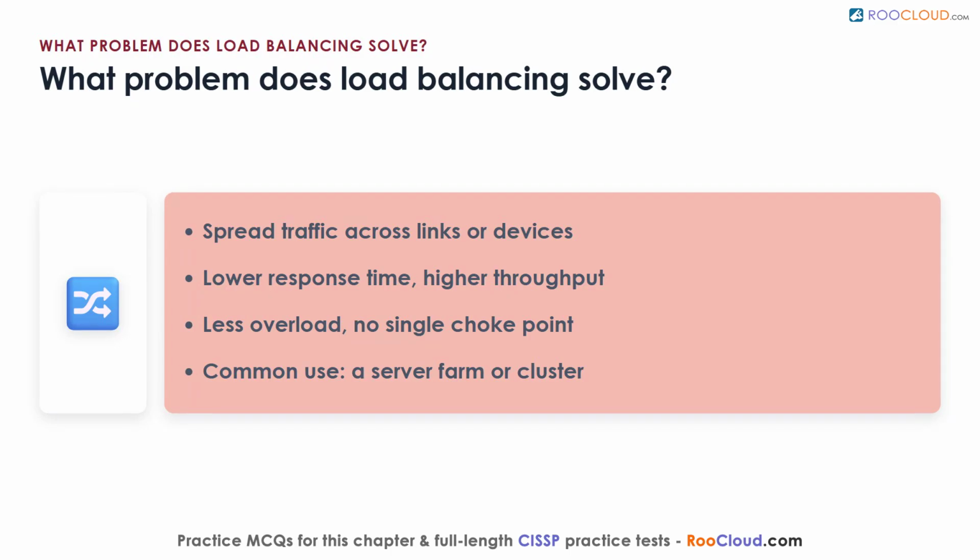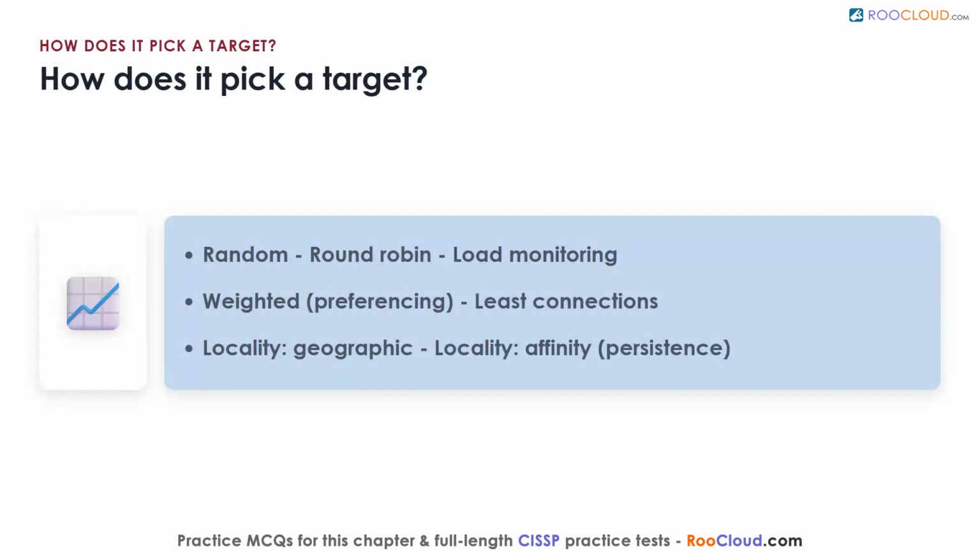Picture a supermarket manager opening more checkout lanes and steering shoppers to the shortest one. Nobody waits behind a single overwhelmed register. How does a balancer decide where each request goes? It follows a scheduling method, and there are several to know.